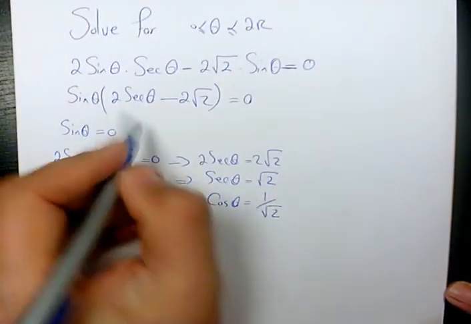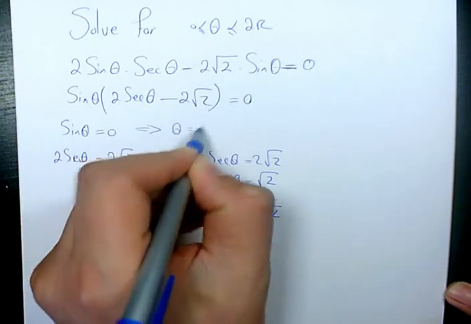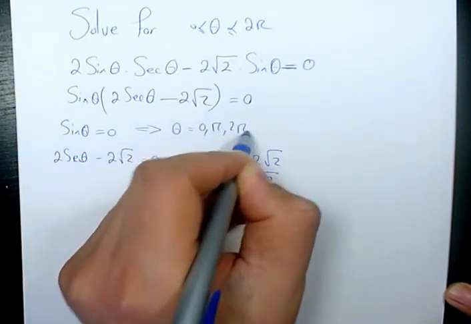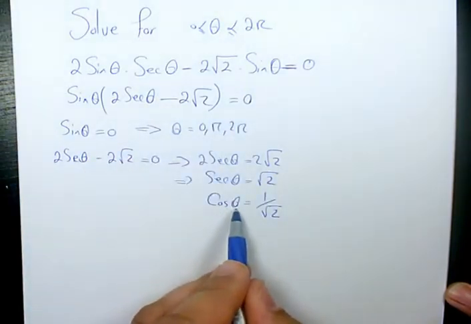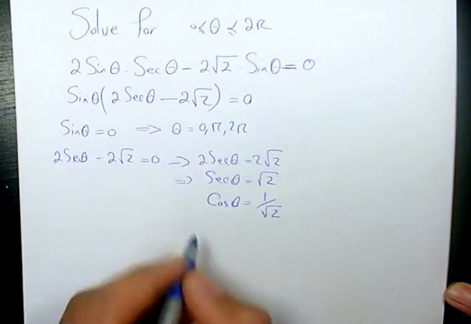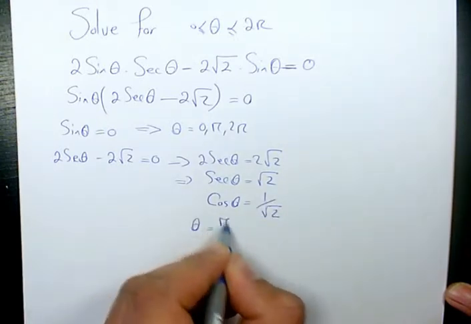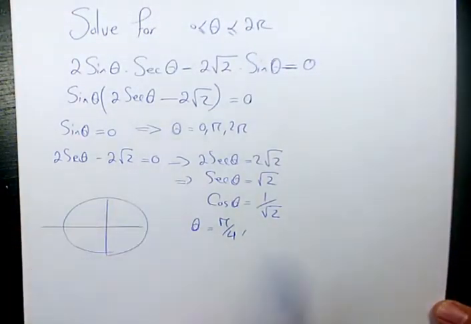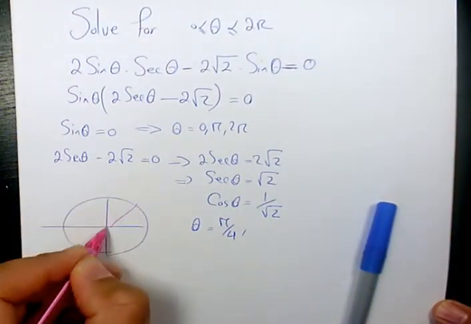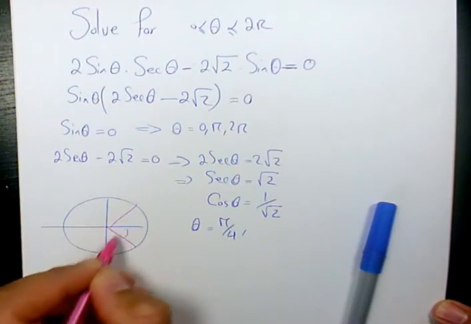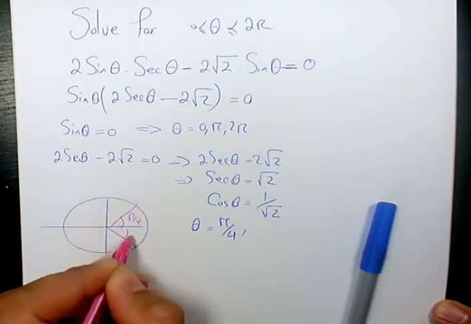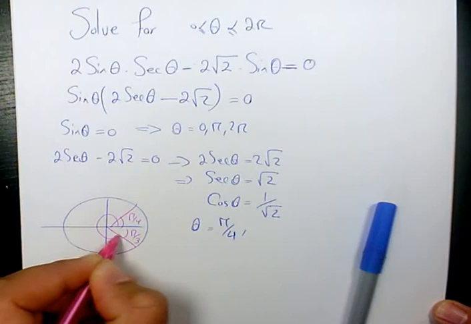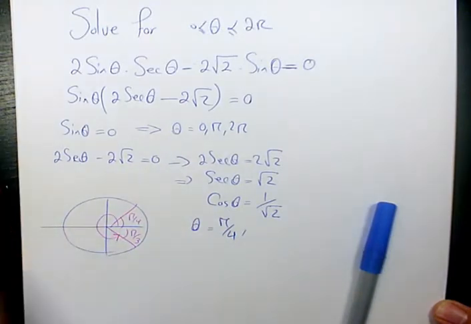When sine theta is 0, it means that theta can be 0, pi, and 2 pi. And when cosine theta is 1 over root 2, theta can be pi over 4 based on the special angles. And the second answer is going to be 2 pi minus pi over 4. So that's pi over 4, and here it's going to be 2 pi minus pi over 4.